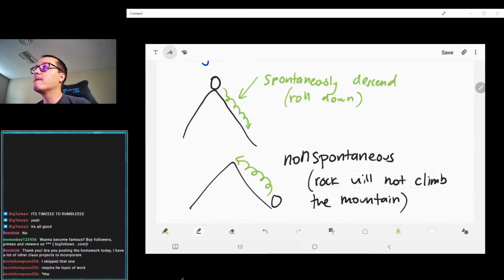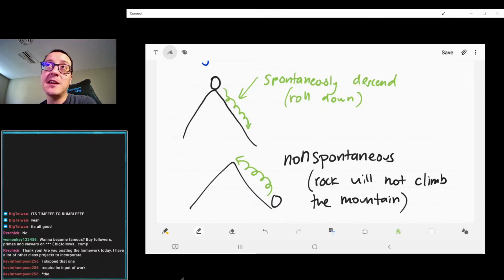Right? Exactly. We would need to give it work or some sort of energy in order to get it up the mountain. So some kinetic energy or some work we would have to give it to get it back on the top there. Because this is a non-spontaneous process. It is not going to happen by itself.